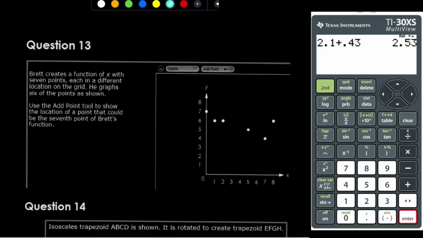Okay, question 13. Brett creates a function of x with 7 points. Function, keyword, each in a different location on the grid. He graphs 6 of the points as shown. Use the add point tool to show the location of a point that could be the 7th point of Brett's function. So remember, function, we gave it a long definition during the functions unit about a relation where every input x only has one corresponding output y, which is a great definition to know. But for the purpose of the state test, when you see function, x doesn't repeat.